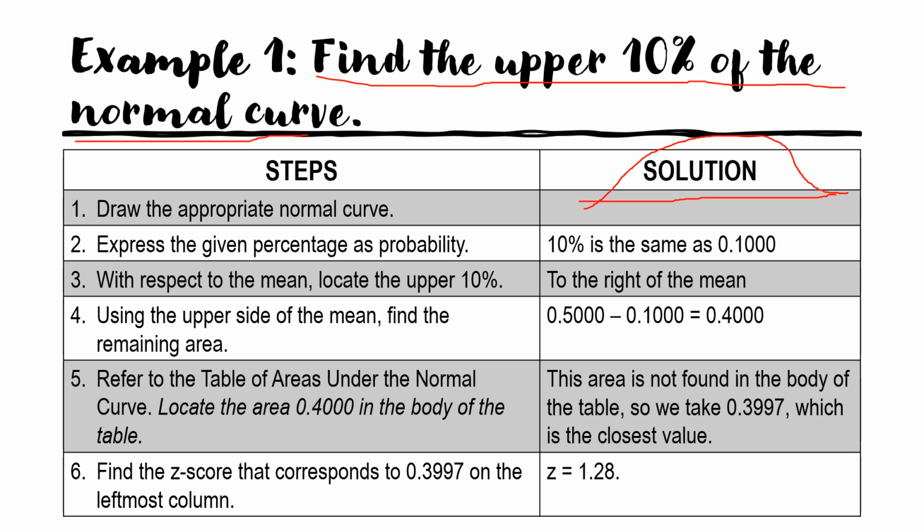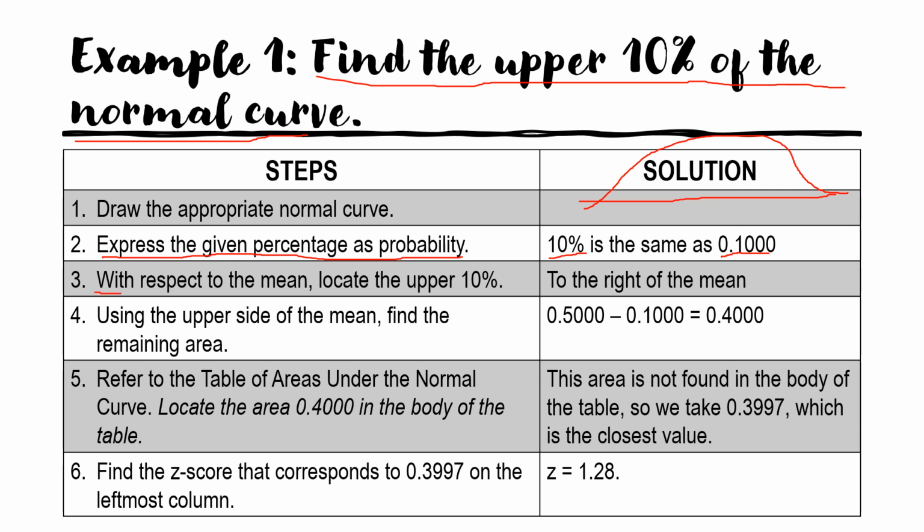For your step number 2, express the given percentage as probability. So we're converting this 10% to decimal. We simply divide this 10% by 100, so that will be equal to 0.1.